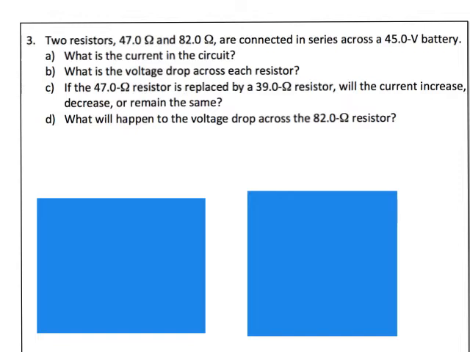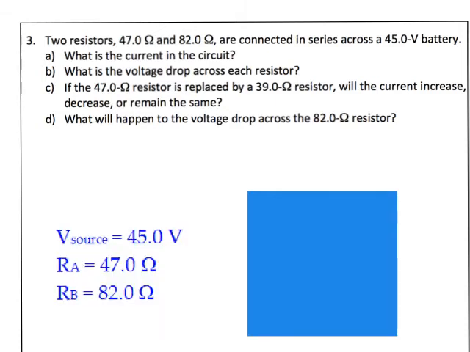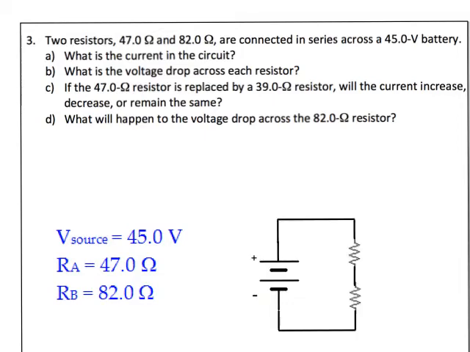Now that we have an idea of how to calculate an equivalent resistance, we're going to take it a step further and work with the current and the voltage in the same type of problem. So we've got 2 resistors connected in series across a battery. So I have my variables listed, and I went ahead and drew a schematic diagram for you as well.